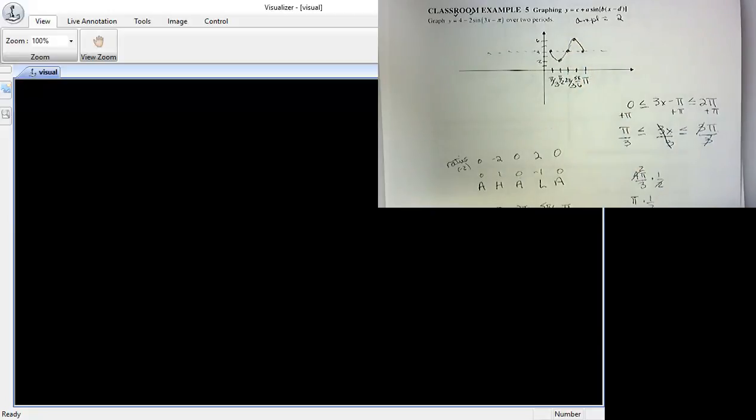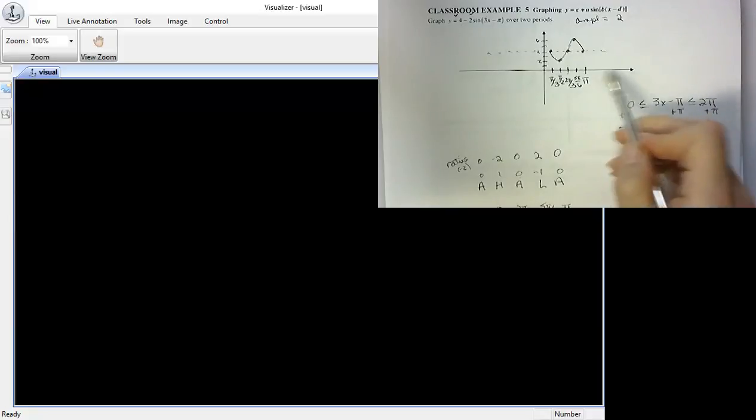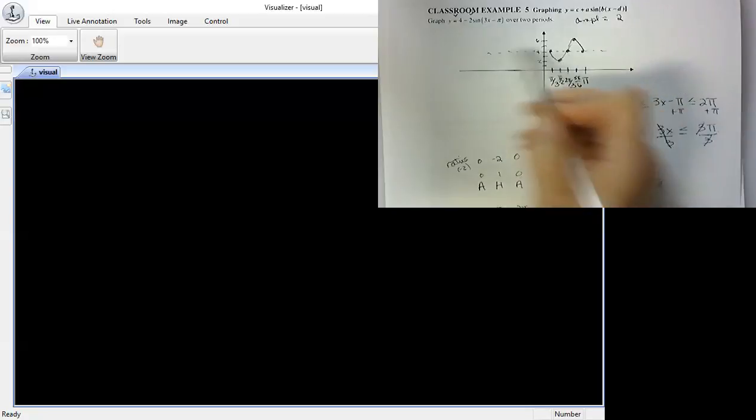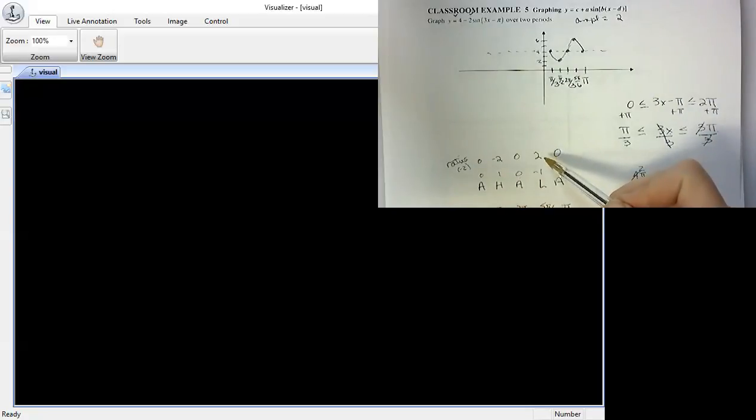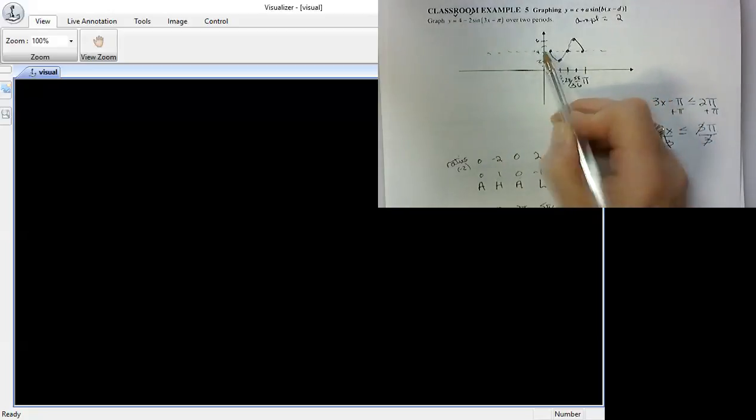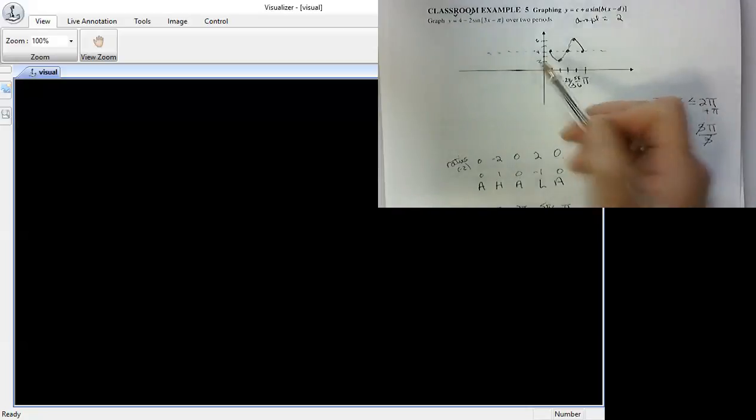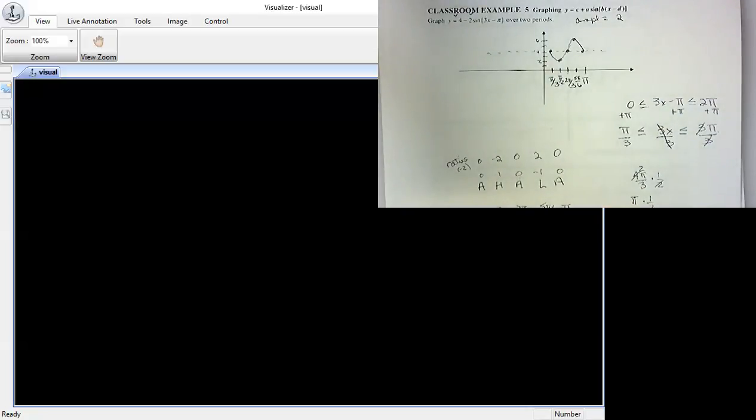That is 1 period, but it wants me to graph this over 2 periods. How would I do that? Do you want to keep going in a positive direction, or do you want to go back in a negative direction? Well, that would be true if we hadn't had a horizontal shift. But since we've had a horizontal shift, we can't just flip it.